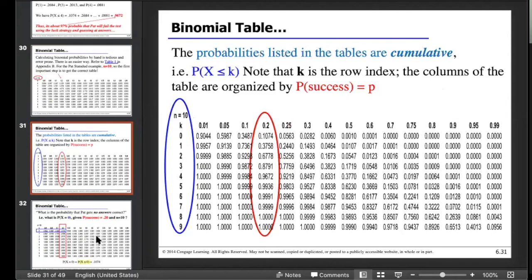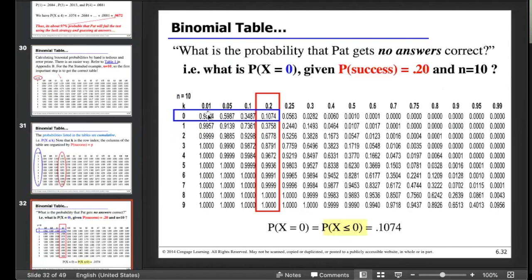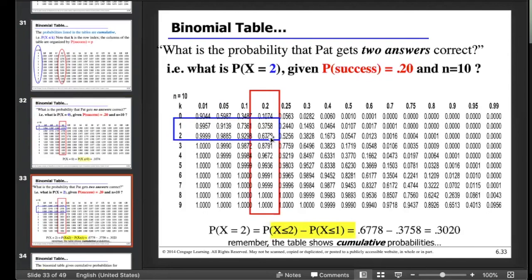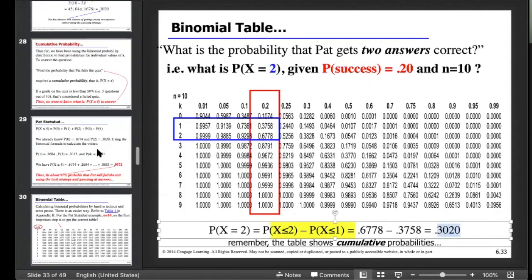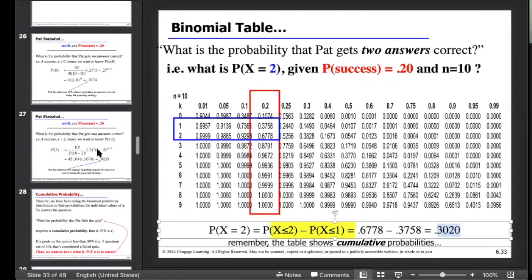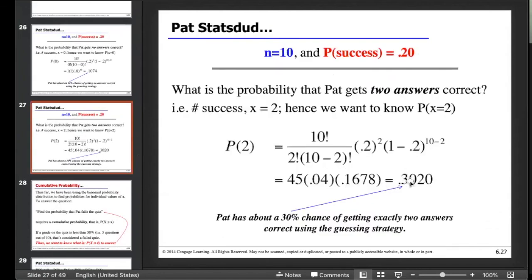but also we should keep in mind that it is a cumulative probability, which is not a problem with zero, because zero means the probability of having zero correct answers. But if you're looking, for example, for the probability of two correct answers, right? What you do is you take the cumulative probability of two correct answers and you subtract the cumulative probability of one correct answer. And that has been done here. So the cumulative probability of two correct answers is 0.6778 minus 0.3758, and then the result would be 0.3020. And if you look here, that's exactly what we calculated before. The probability of two correct answers, look here, 0.3020.